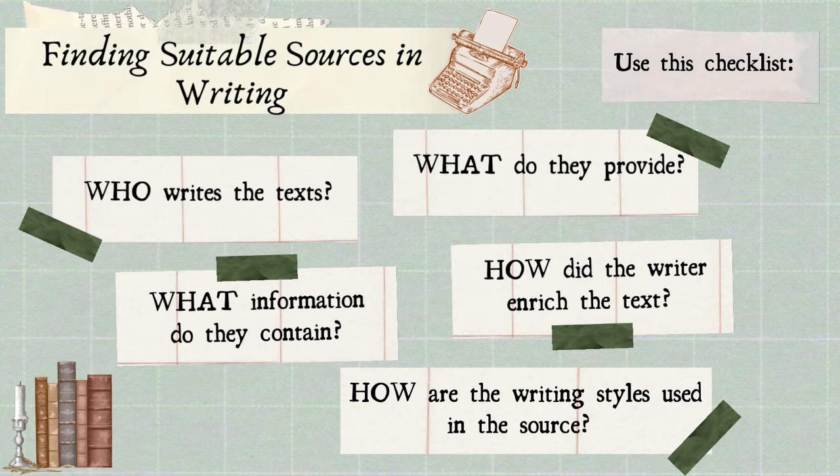First, who writes the text? Are they written by researchers or scholars in the discipline? Second, what information do they contain? Do they contain an abstract which summarizes key points? Next is, what do they provide? Is there any evidence of research findings? Fourth, how did the writer enrich the text? Are there any citations and a reference list? And the last is, how is the writing style used in the source? Are they written in a formal writing style and use specific terminology?